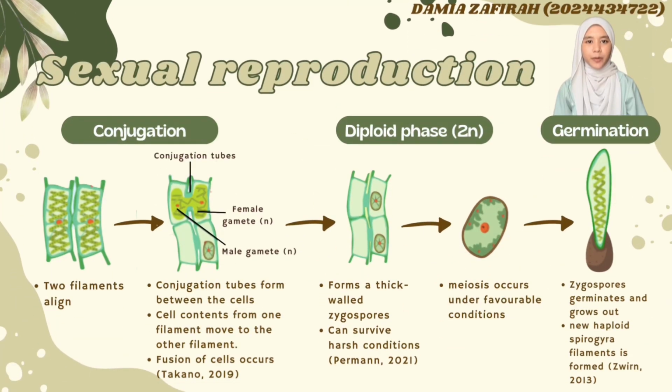This process begins with conjugation. Two Spirogyra filaments align side by side and form a structure called a conjugation tube. The content of one cell moves through the tube into another cell, and the two gametes fuse together. This fusion forms a diploid zygote, which develops into a thick-walled zygospore.